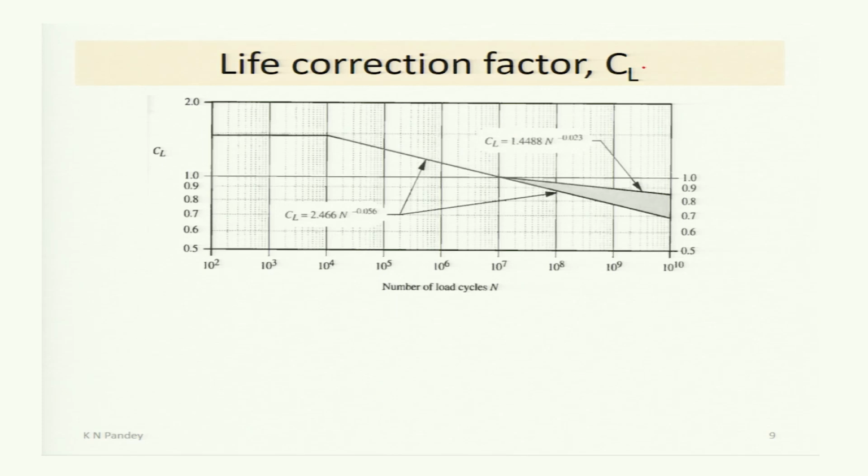Now, the life correction factor, similar to the life correction factor KL for the case of bending fatigue strength: here also SFC dash is given for 10 to the power 7 number of cycles, and so the factor CL is equal to 1. For other lives, you have to find the value of CL and multiply this SFC dash by that CL to get the value of strength SFC. Or you can use this formula also to get the value of CL.